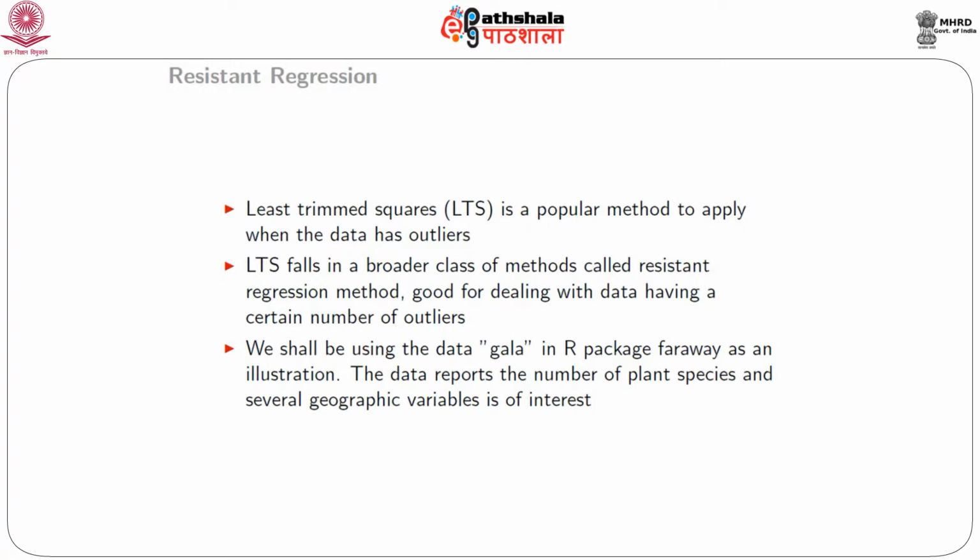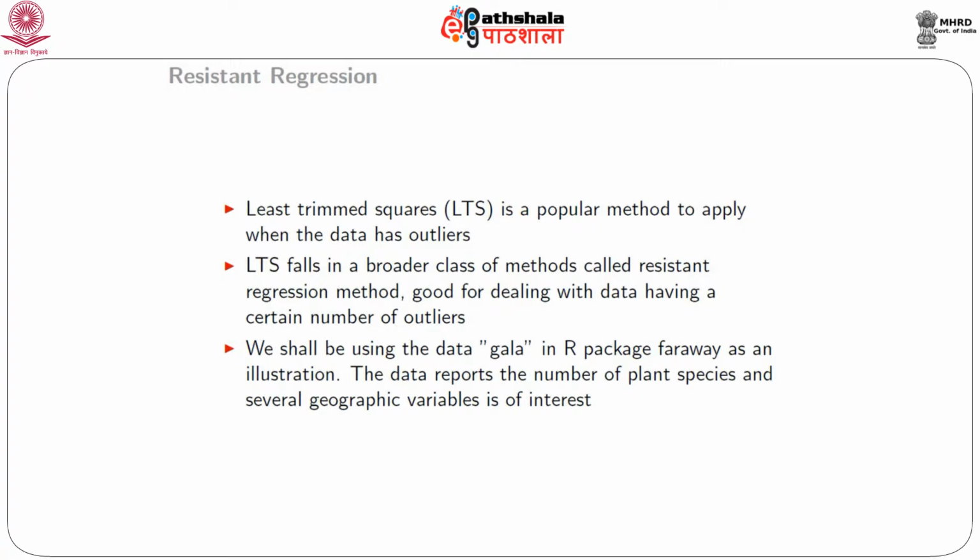The LTS is an example of a resistant regression method, and resistant regressions are good for dealing with data where we expect a certain number of observations that we want to have no weight in the analysis. So, we have a certain number of outliers in the data, and we do not want any weightage on those outliers. In such a situation, a resistant method comes in handy.